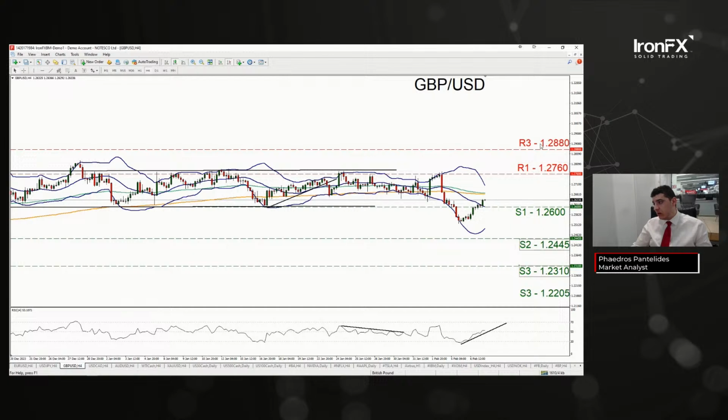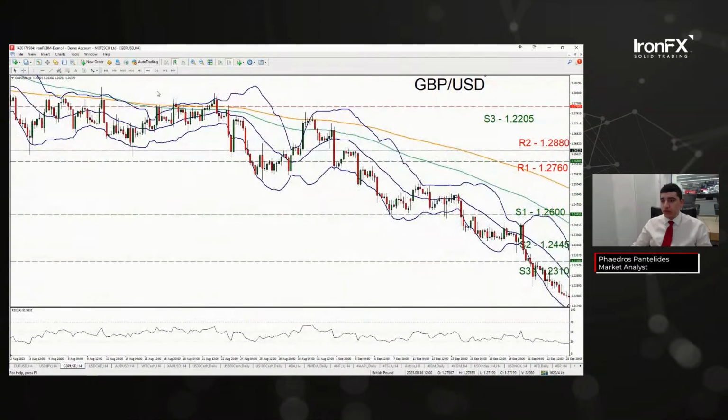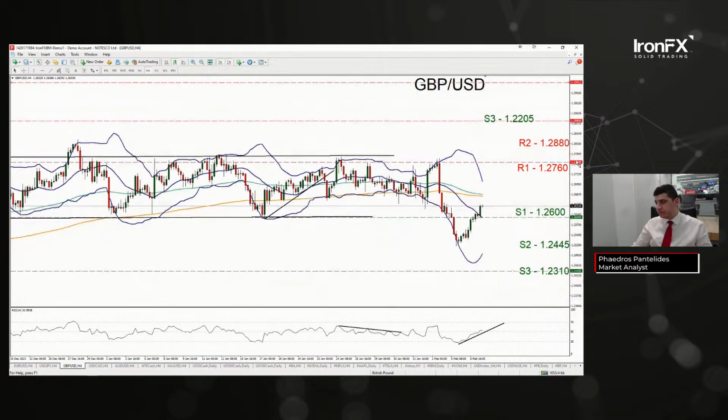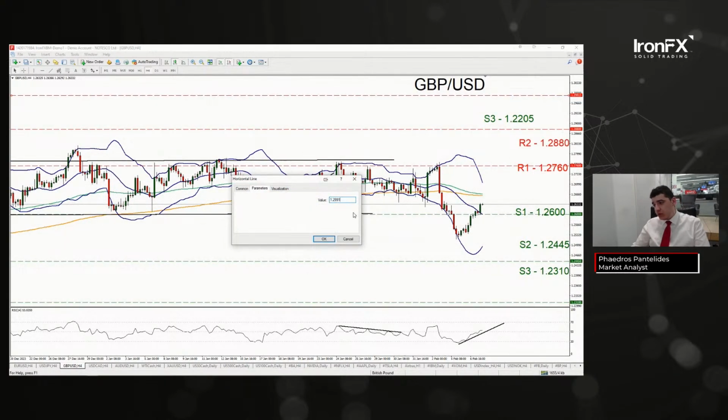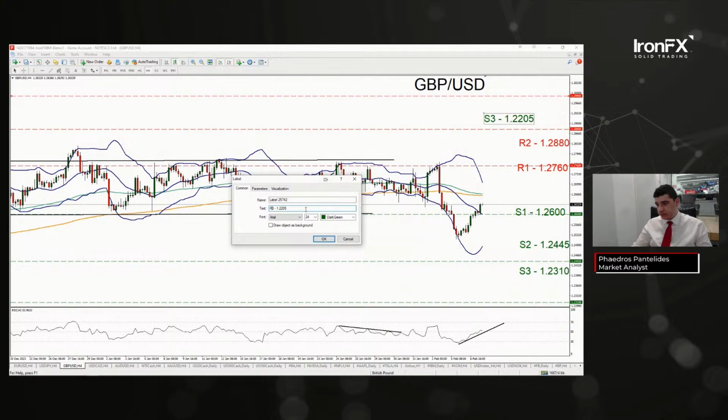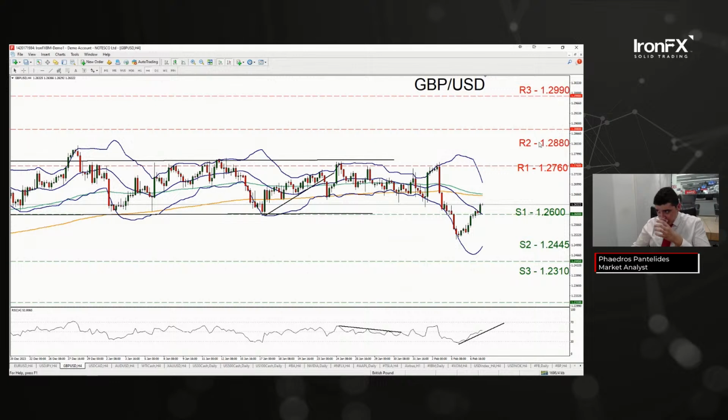2760. Then this is R2. And now we need to find R3. Let's go back. Lower high. Too close to R2. So we're taking this point here where it found resistance, failed to break above, and then moved lower. So this resistance would be at 1.2990 for R3. So we've got R2, R1. This one is S2 and S3.